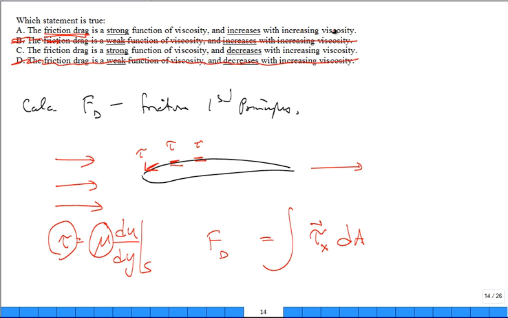And increases with increasing viscosity. Yep, so it's A. I think that statement's reworded straight out of the textbook, okay? Right.